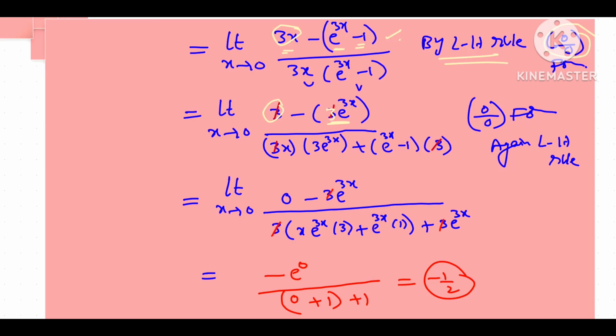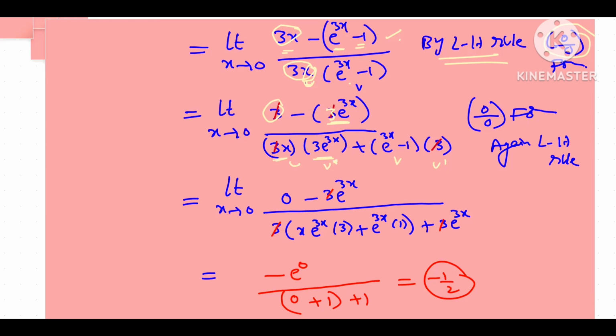So what is the UV formula? 3x into... the differentiation of e to the power 3x minus 1 is 3 times e to the power 3x, plus u into v dash plus v into u dash. e to the power 3x minus 1 into the differentiation of 3x, we get 3.